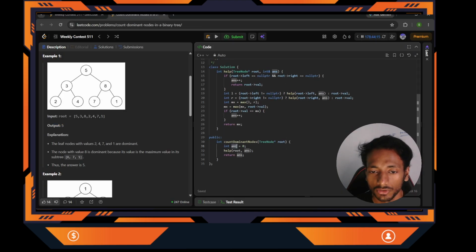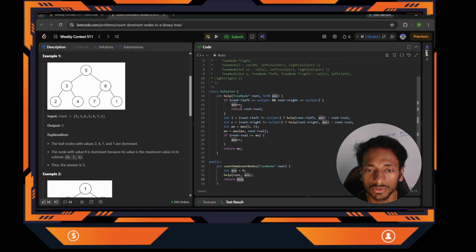Initially our answer will be 0, so there is no dominant node. And I will call this helper function, which will be passed the root node and the answer variable. Ultimately, whatever this helper function calculates, how many dominant nodes there are in this hierarchy or tree, I return that answer. Okay, so how do we solve this through the helper function?